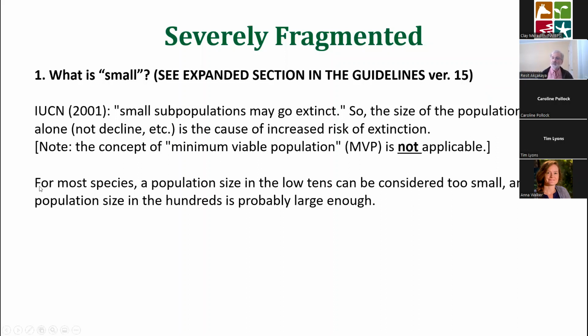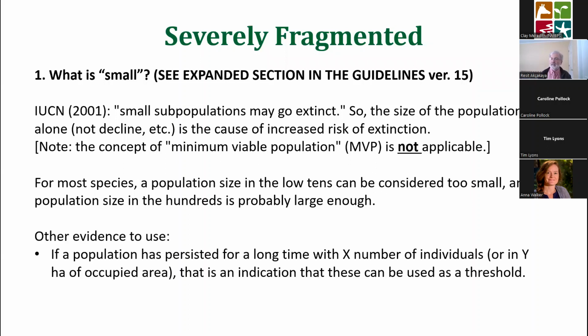Now, so what would we consider as small? It will depend on the species, but I would say that for most species, a population size in the low tens, in other words, 10, 20 individuals, 30 individuals, I would consider that too small. And for most species, again, a population size in the hundreds is probably large enough to consider that population to be not small, that it will be viable. It will not go extinct quickly just because of small population size. So somewhere between 50 and 100 is probably what the threshold is.